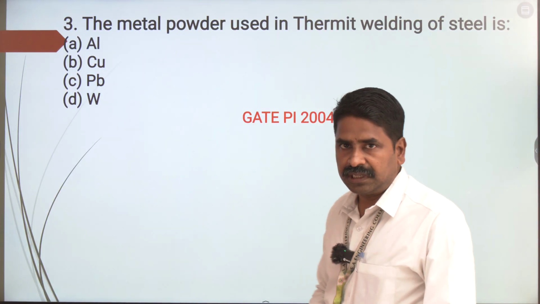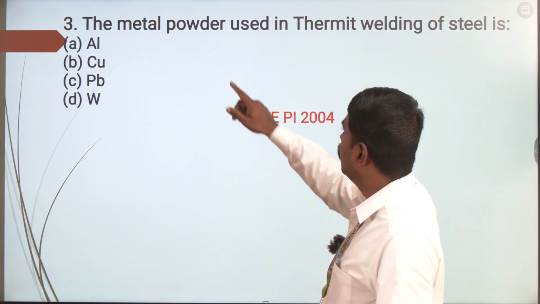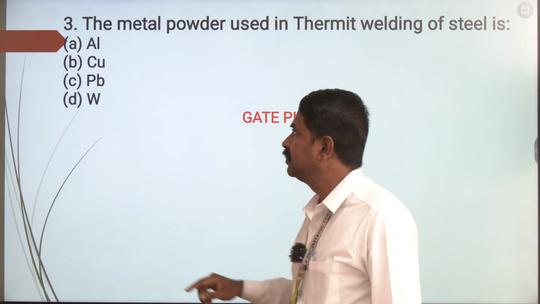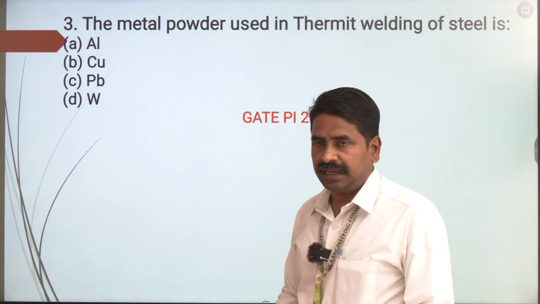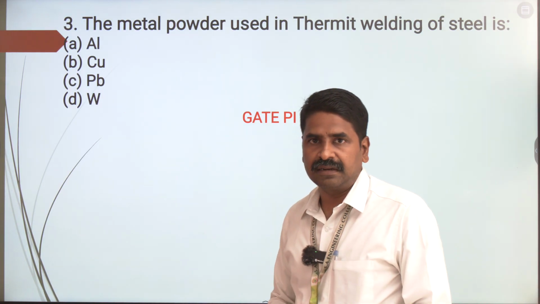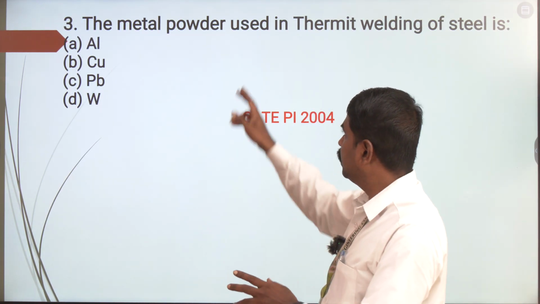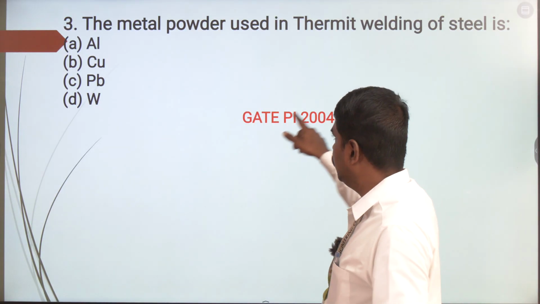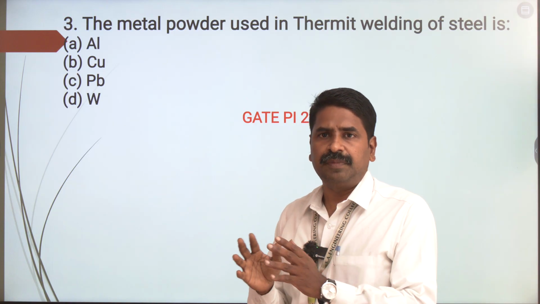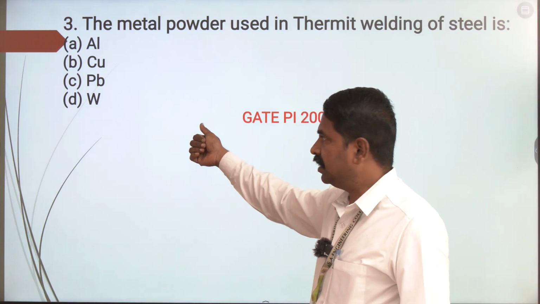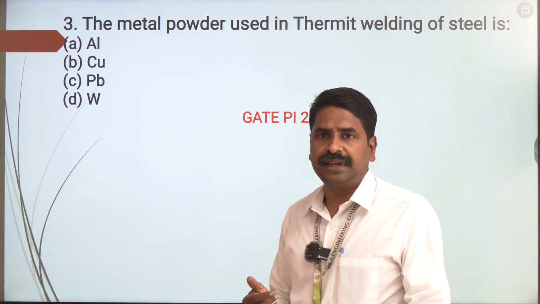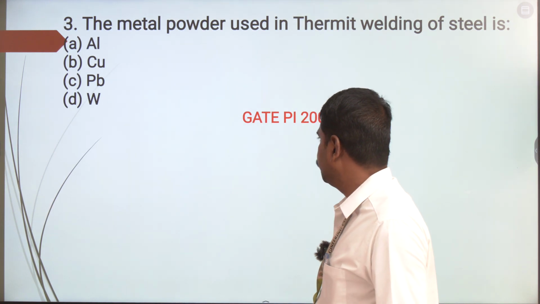Moving on to the third question, as you can see over here, the metal powder used in thermite welding of steel is Al, aluminium, then followed by copper, then lead, and then tungsten. So what type of metal powder you are going to use in your thermite welding is going to be the question. For this, first you have to understand what thermite welding is. This question was asked in the year 2004 under the production and industrial engineering domain, and now you are going to see the answer for this.